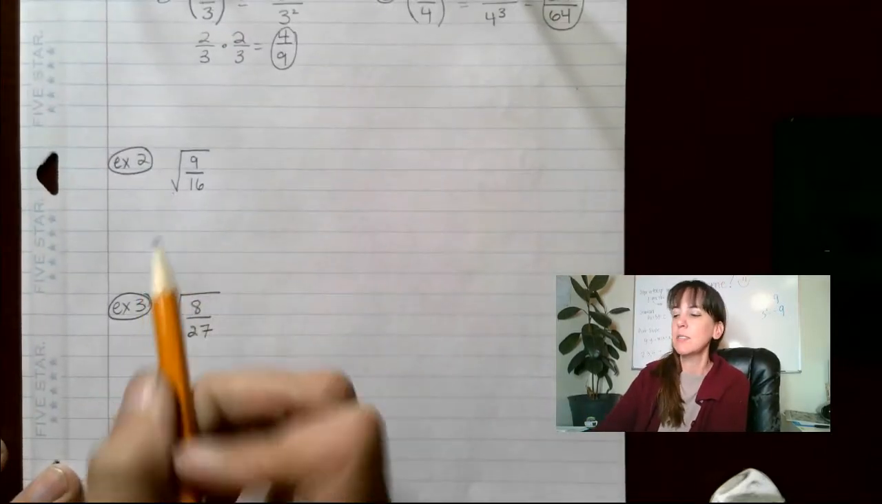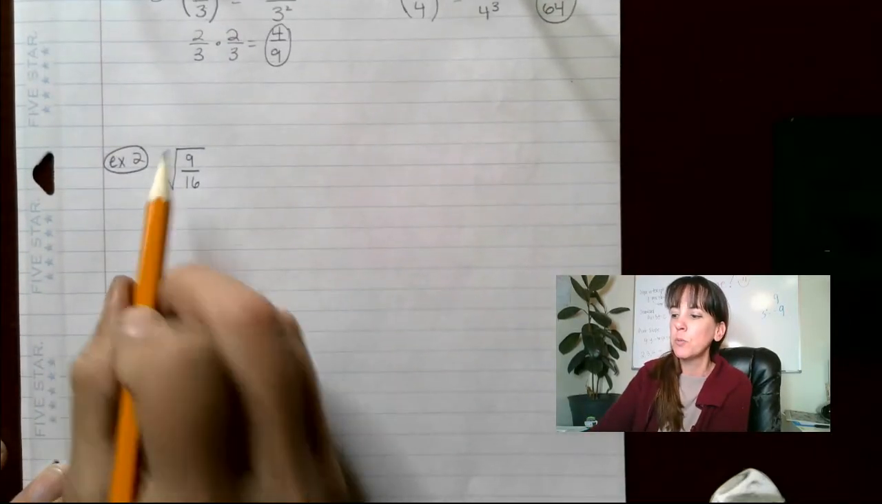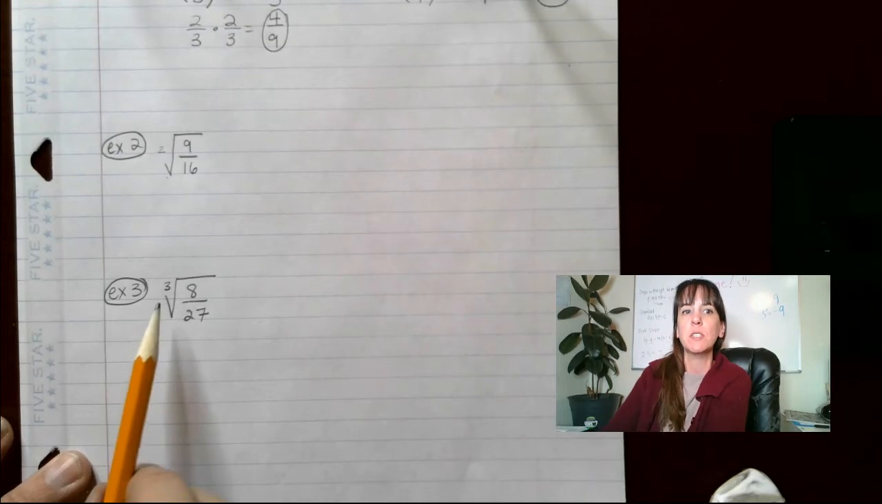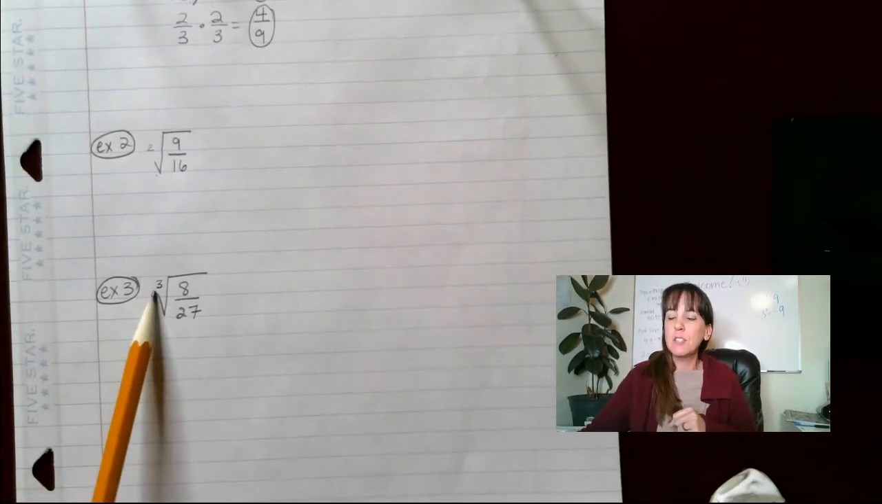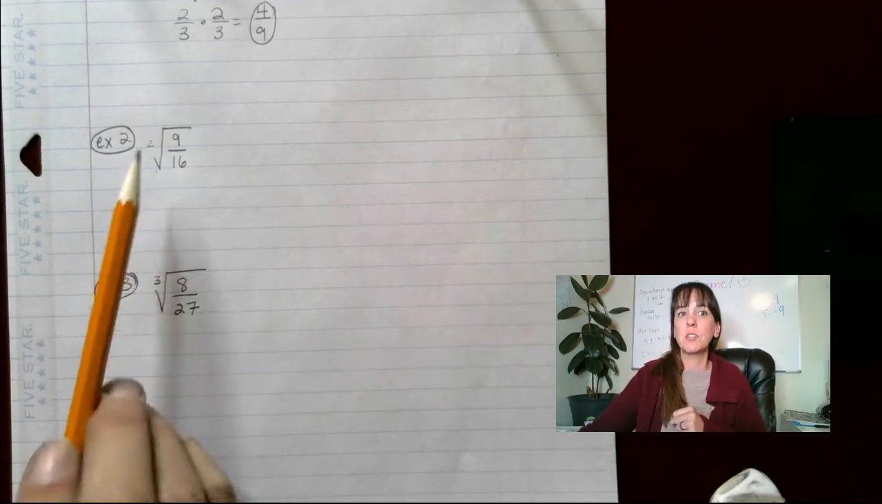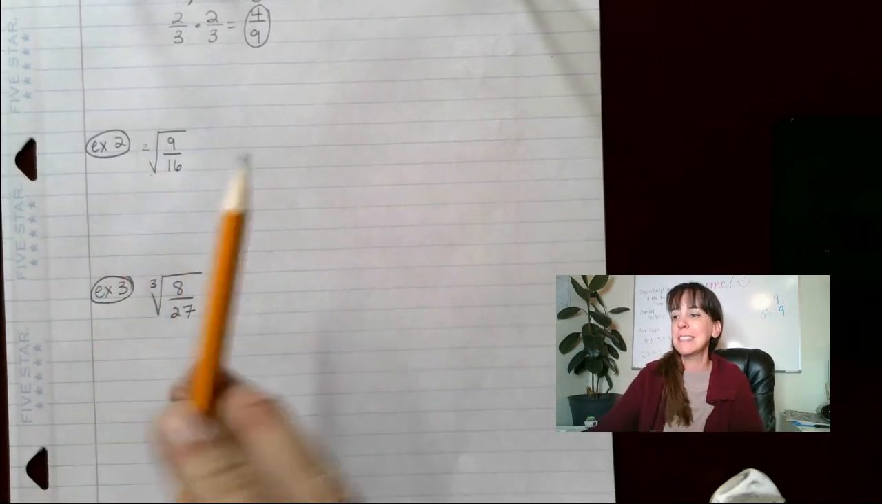Now let's talk about this. This is a radical. If it's not marked, it's a 2. It's a square root, right? Sometimes you'll see a 3, which means it's the cube root. So we are looking for something to the third power that gives us these numbers, whereas here we're looking for something to the second power.